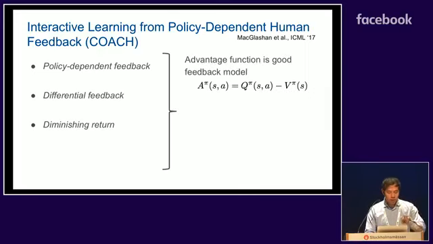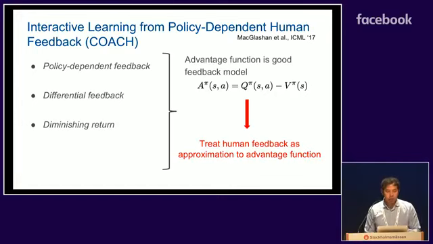So from this empirical result, the author notes that the advantage function in reinforcement learning is a good feedback model in that it fits these criteria. And in case you're not familiar with advantage functions, it is simply the difference between the action value function Q and the state value function V, which basically shows how good taking an action A is compared to the expected value. And now the strategy of Coach is to have humans supply the rewards and to treat human feedback as an approximation to the advantage function.